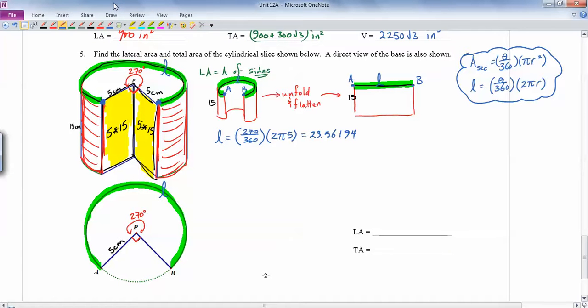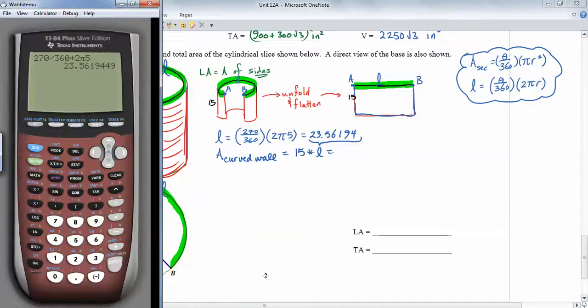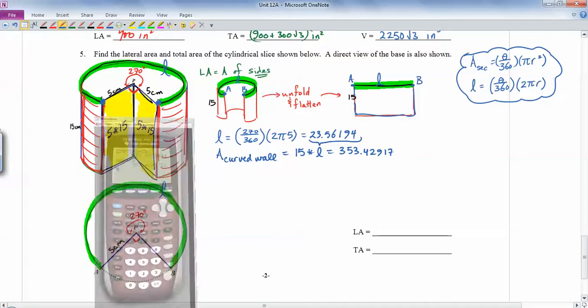Okay, so there's L. Well, that means that the area of the curved wall here is, remember, the area of this rectangle. That's 15 times L. So the area of the curved wall equals 15 times L. So it's 15 times that 23.56. So multiply that by 15, and we get 353.42917. So there's the area of the curved wall.